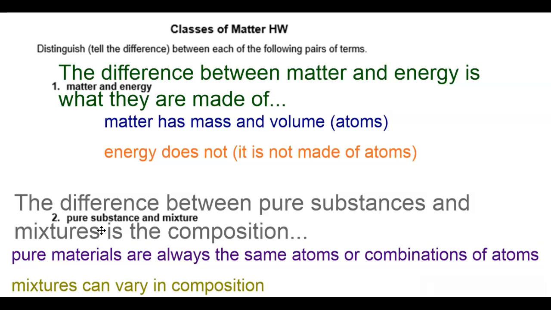However, when we do classify matter, the first question we always ask is, is it pure or is it a mixture? So the difference between pure materials and mixtures is the composition. That means what they're made of. Pure materials are always made of the same thing, atoms or combinations of atoms. Mixtures vary.